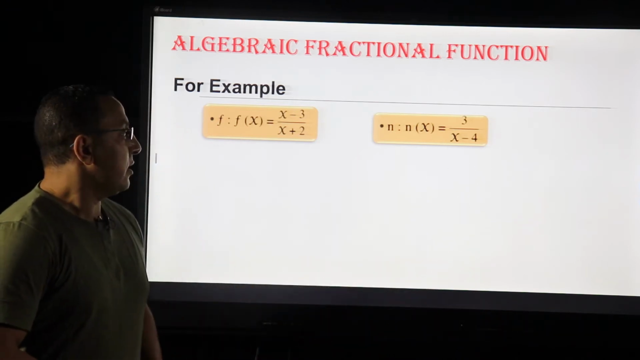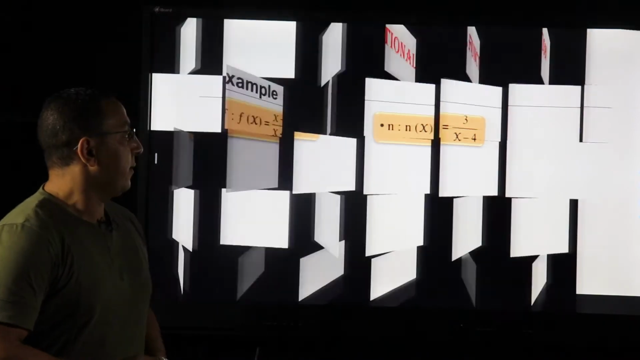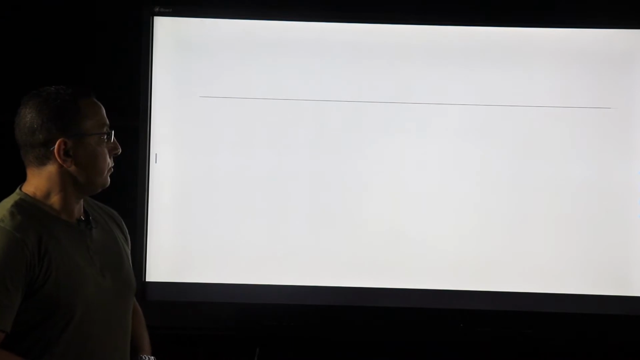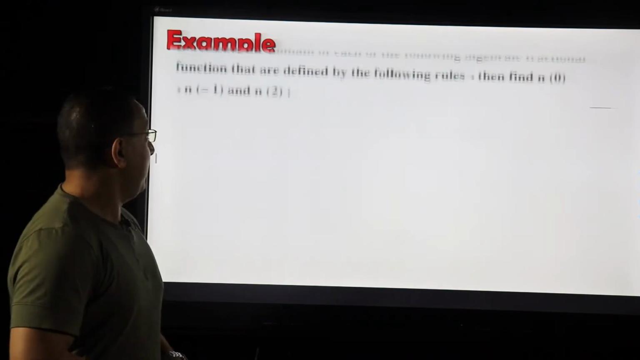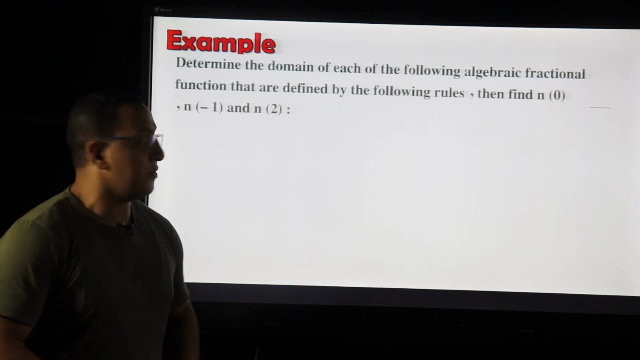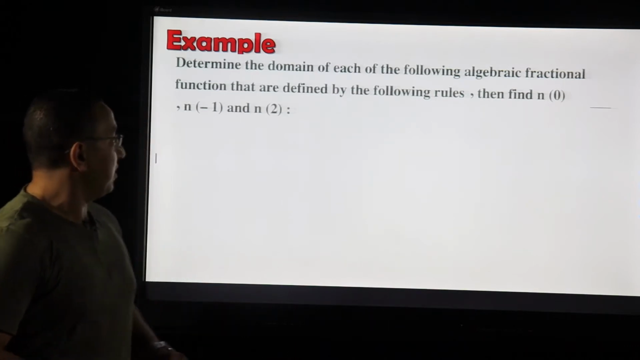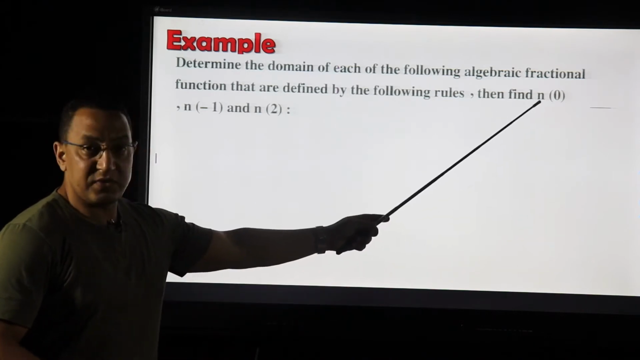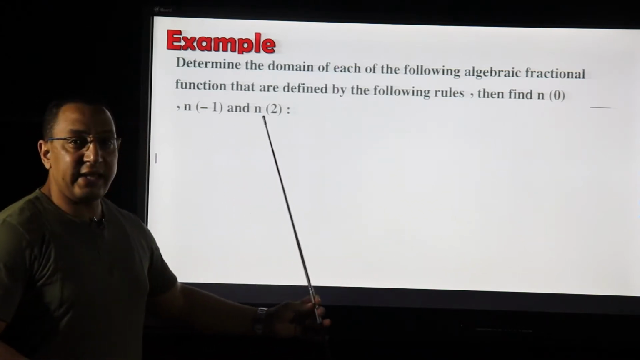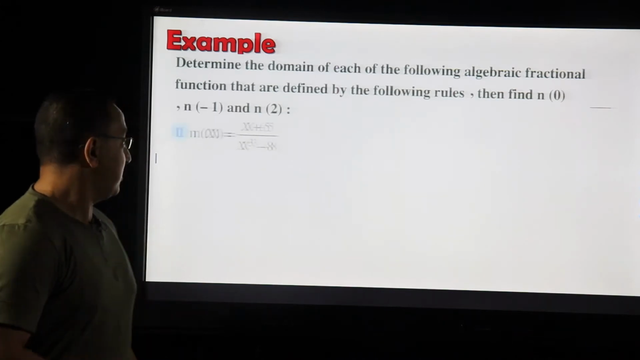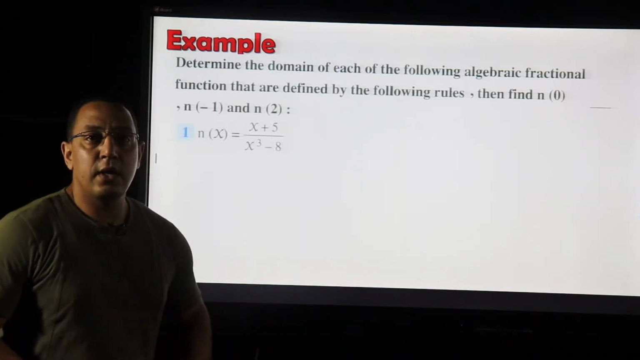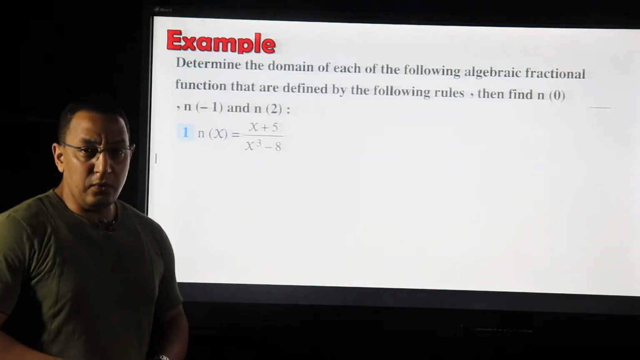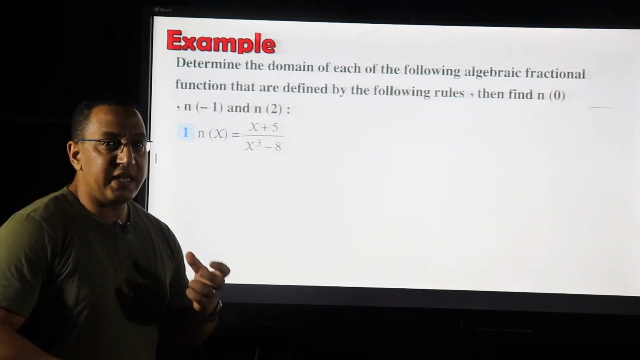Now let's study an example of how we can find the domain of the function. In this example, he asks me to determine the domain of the following algebraic fractional function defined by the following rule, and then find n of 0, n of negative 1, and n of 2. First, the function here is x plus 5 over x to the power of 3 minus 8. Now the main object here is the denominator.